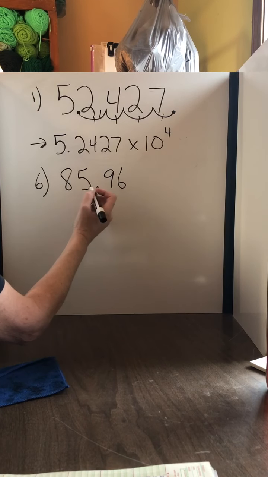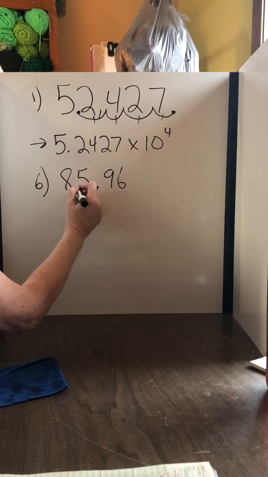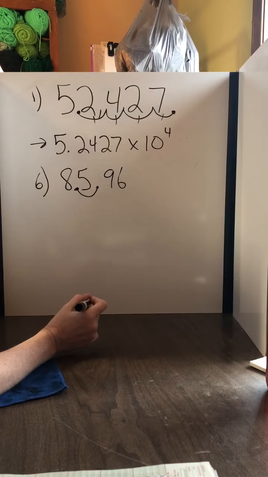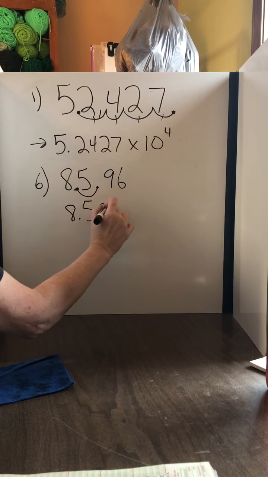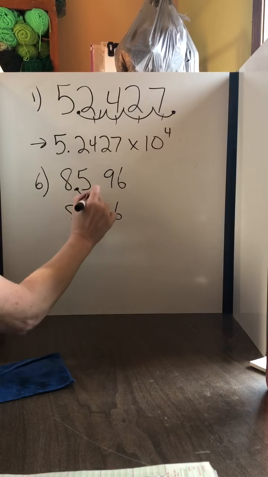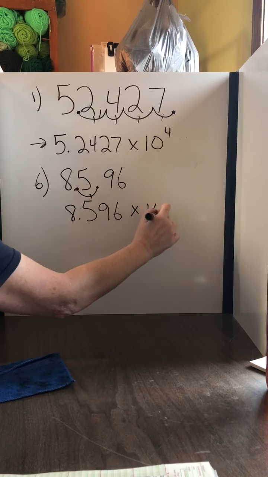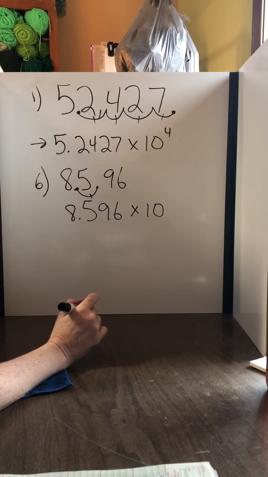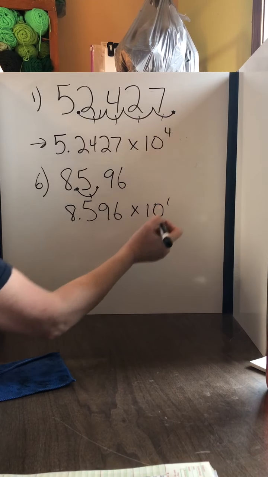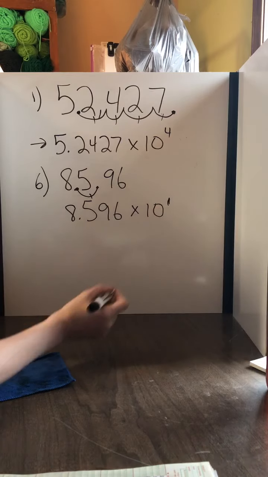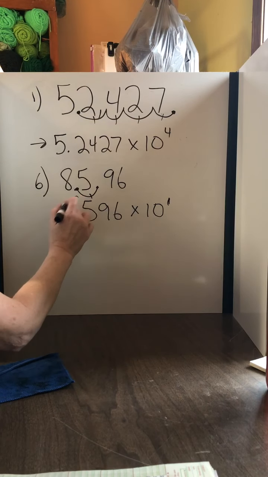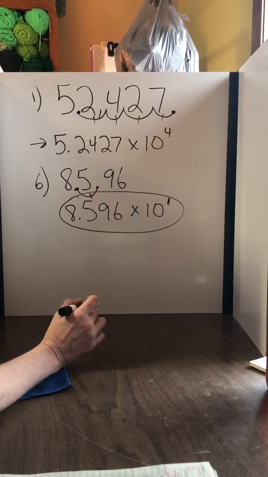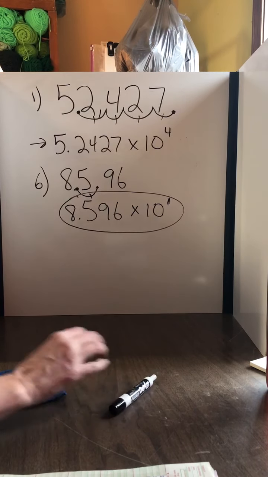It's not between 1 and 10. So I'm going to move the decimal over between the 8 and the 5. That now makes this 8.596. And I only moved it 1 space. So I'm going to just say times 10 to the 1st power, or you don't even have to put the 1, because 10 to the 1st power is the same as just multiplying it by 10. So now I have 8.596 times 10 to the 1st power.